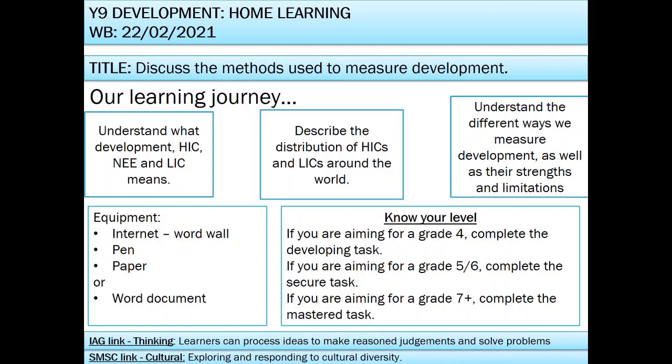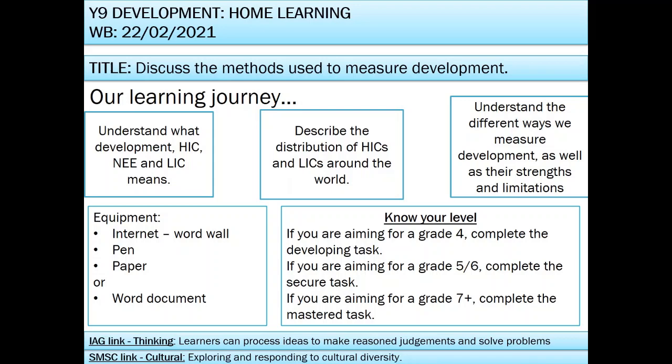So the equipment you need is in the bottom left-hand corner. You're going to need the internet. You're going to use WordWall. You need a pen and paper or a Word document, either or, it doesn't matter which one you use, as long as when you're using pen and paper your writing is clear so we can read it when you upload it to ClassCharts.